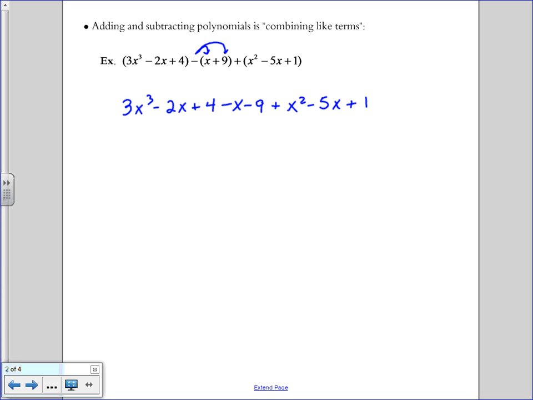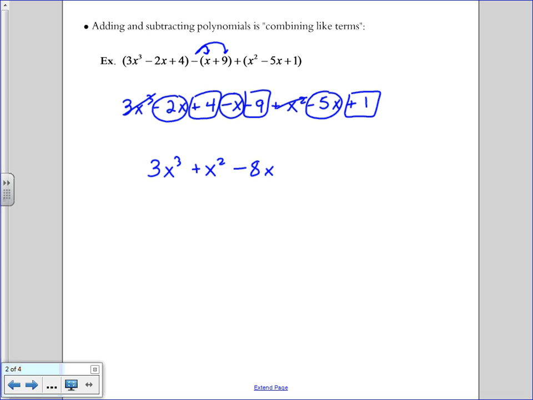And then we have a long polynomial expression that I want to combine like terms and write in standard form, from highest exponent to lowest. So the first term is 3x to the third power. There's no like term to combine that with. The next term would be this plus x squared. There's no like term to combine that with either. Then I have this minus 2x, a minus x, and a minus 5x, all being combined to give us minus 8x. And then finally the constant terms, plus 4, minus 9, and plus 1, which altogether is minus 4. There's nothing else to simplify, so that's the final answer.